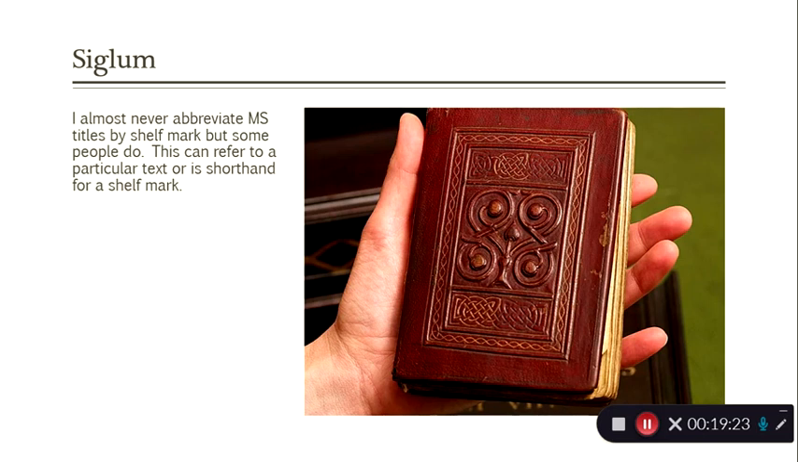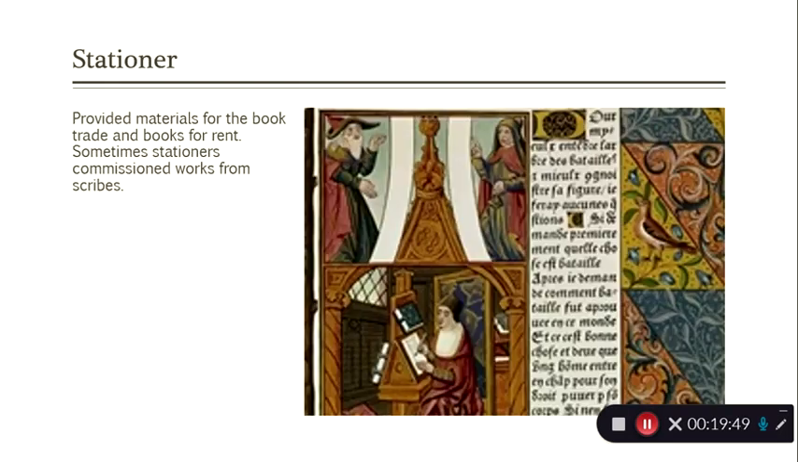A stationer is someone, we see this little guy writing again, he's a scribe writing in the bottom of this blurry slide. He provided materials for the book trade and books for rent, it's thought. He may have commissioned works from scribes like John Shirley did, probably. He's sort of a middleman who can do a lot of the jobs. He has many jobs. He's not just copying manuscripts.